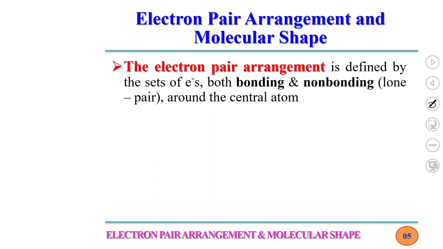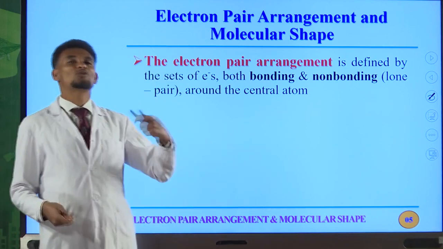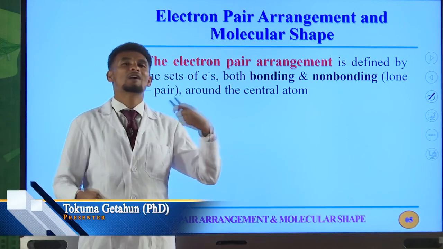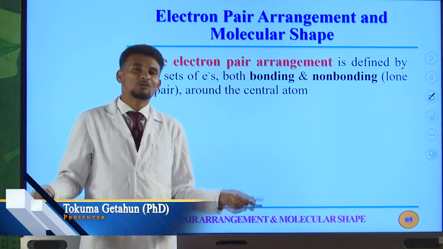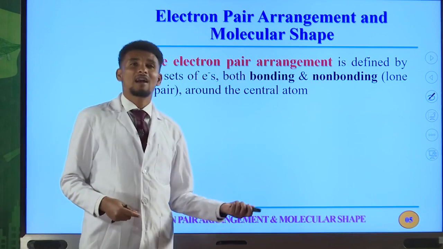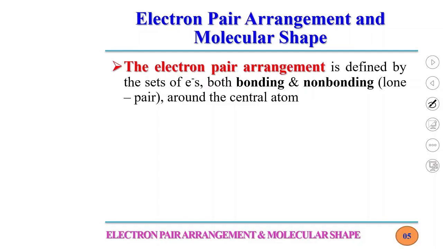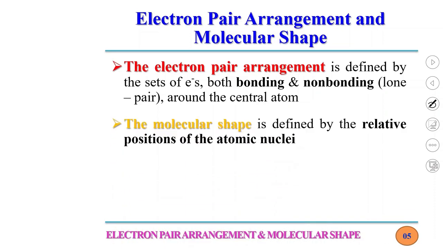So to predict the electron pair arrangement of the molecules, all the time look at the central atom. What is connected to the central atom? Look at the bonding pairs of electrons around the central atom, and also the lone pair or non-bonding pair or unshared pair of electrons. If you identify them, you can easily predict the electron pair arrangement of the molecules. So this is about the electron pair arrangement.